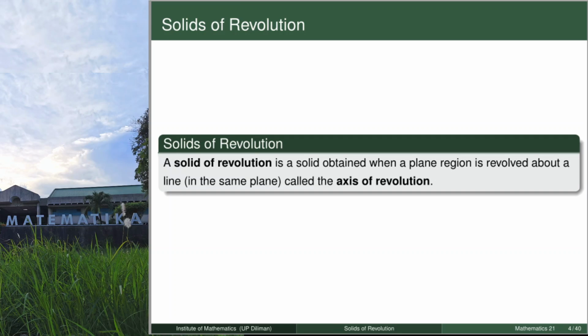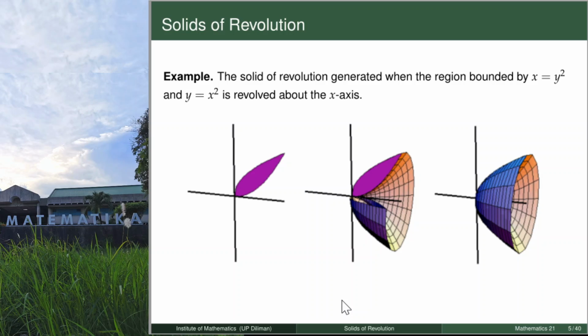What is a solid of revolution? A solid of revolution is a solid obtained when you revolve a plane region about a line in the same plane. This line is called the axis of revolution. Note that we will only use axis of revolution that is either vertical or horizontal. Here is an example of a solid of revolution.